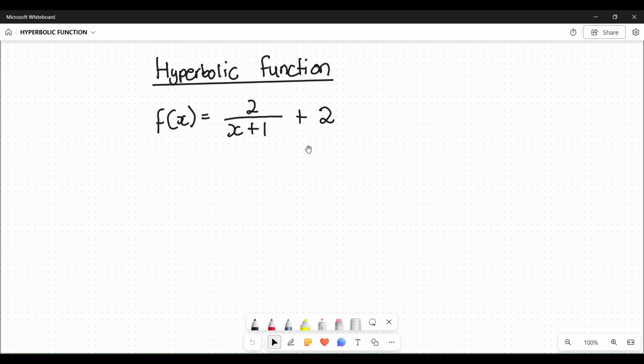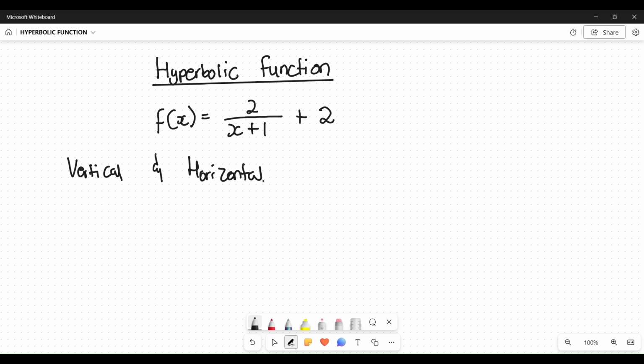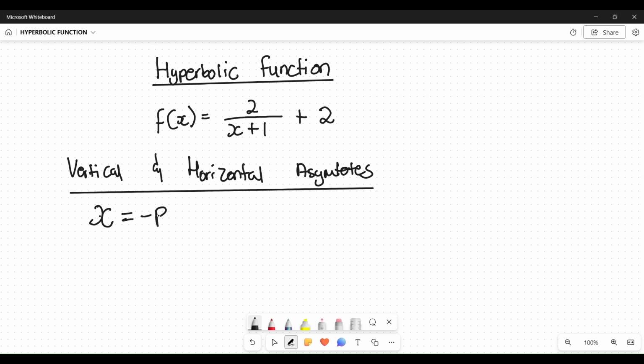So we'll start by identifying the vertical and also horizontal asymptotes. Let's start with the vertical asymptote. For the vertical asymptote of a hyperbolic function, the equation of the vertical asymptote is defined by x equals negative p.